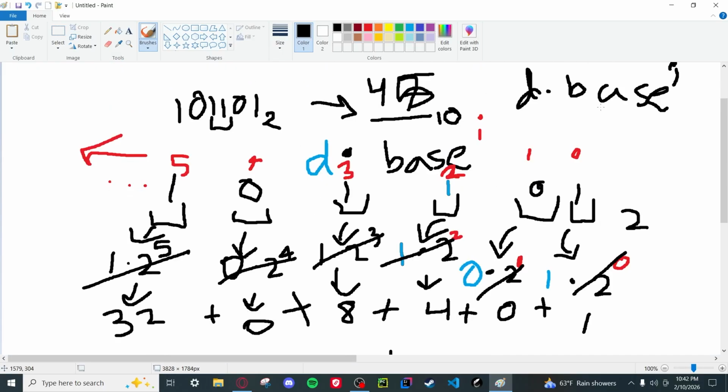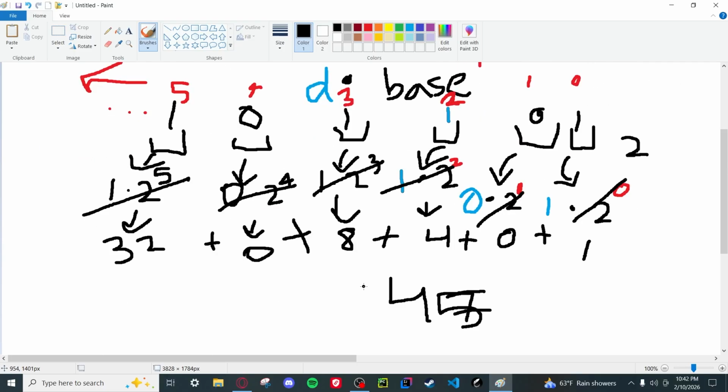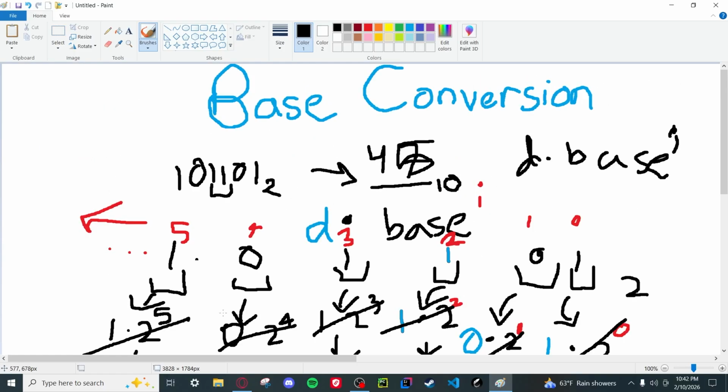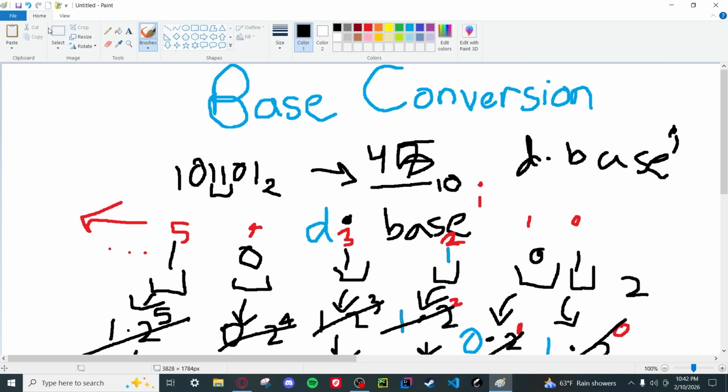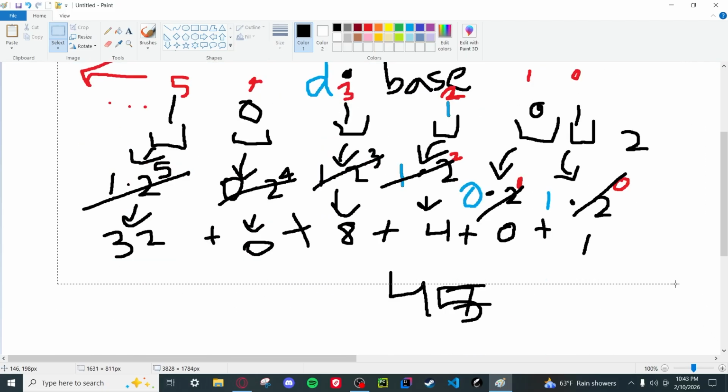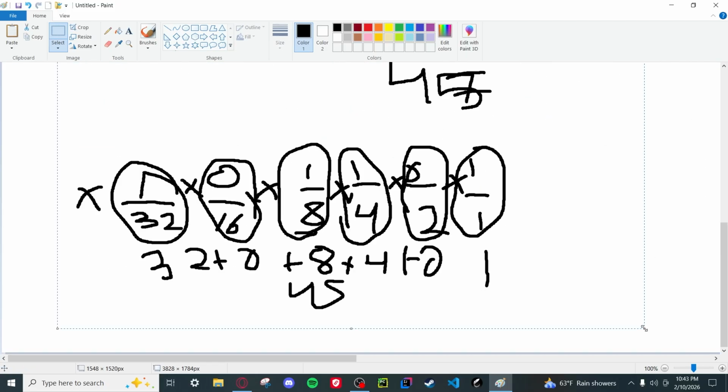Now we had this whole formula here, but you can do it like this too. I recommend doing it like this first, with the formula and the numbers written on top, because you want to ease your way into understanding this concept, okay? Now let's move on to the opposite, converting from base 10 to base 2, or any other base, okay?